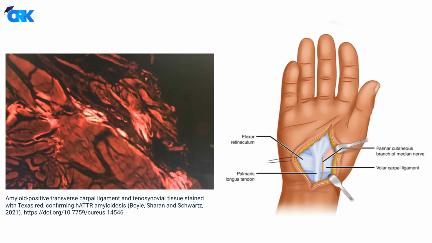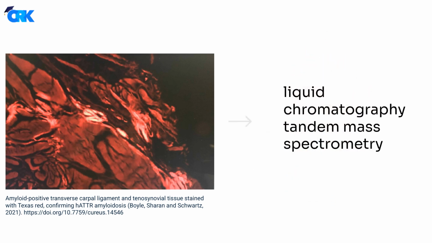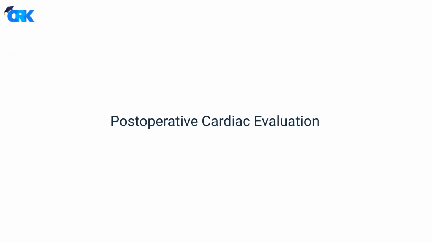To confirm the type of amyloid, they proceeded with liquid chromatography mass spectrometry. The results identified peptides consistent with hereditary transthyretin amyloidosis. Following this discovery, the patient was referred for cardiology evaluation. Further imaging and lab testing confirmed the presence of cardiac amyloidosis.